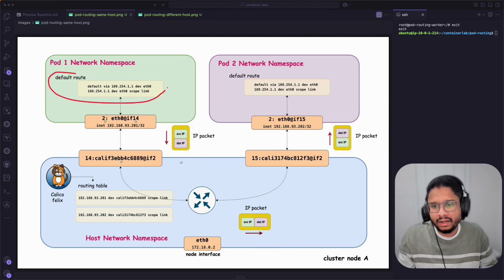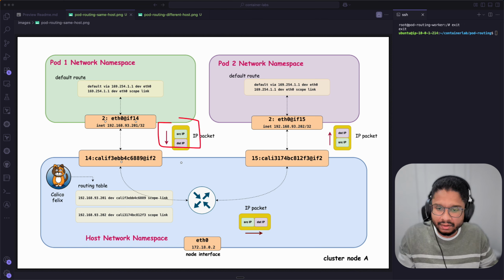Now, the CNI configures the default routes for the pods in this node. And you can see that in both cases, the default routes are the same. They are pointing towards the ETH0 interface. And what that means is if pod 1, for example, has to communicate with pod 2, as indicated by this packet, it's going to pump that traffic out the ETH0 interface. Okay. Now that traffic then reaches the host network namespace.